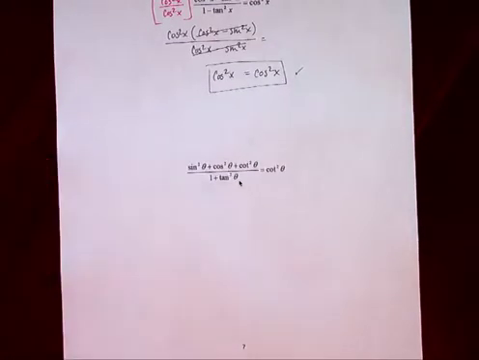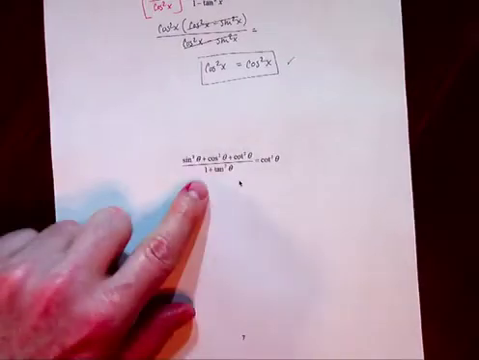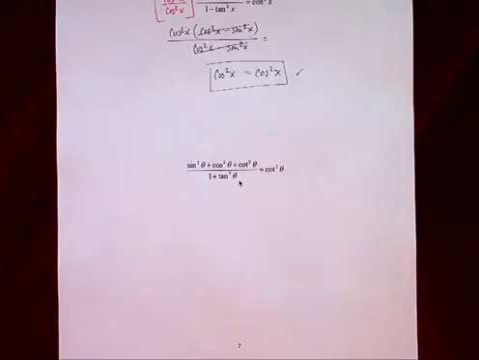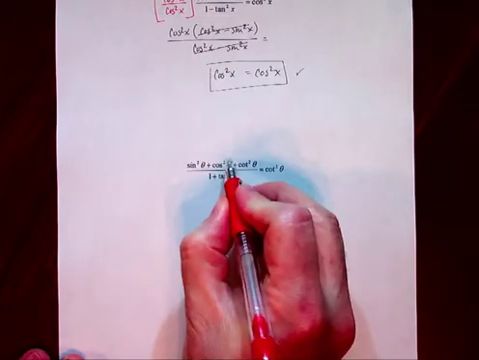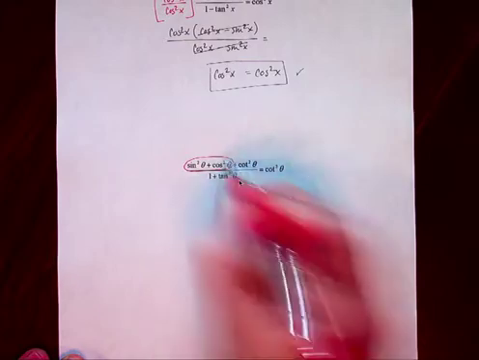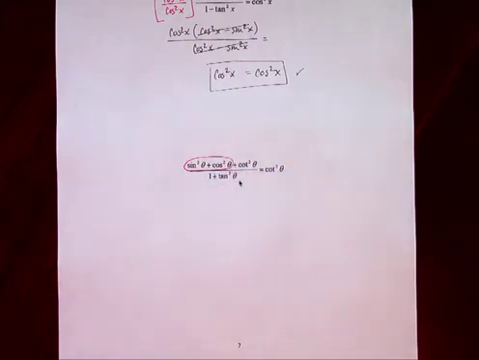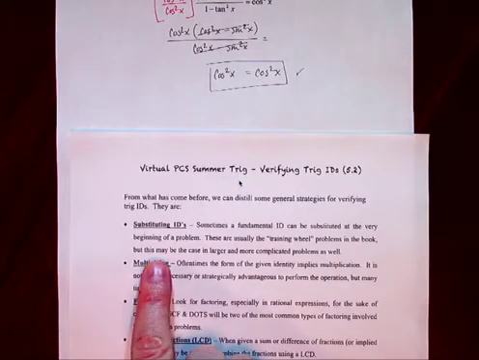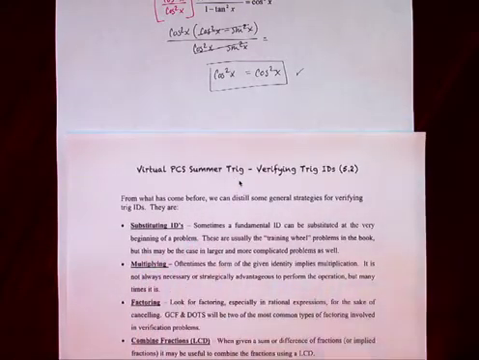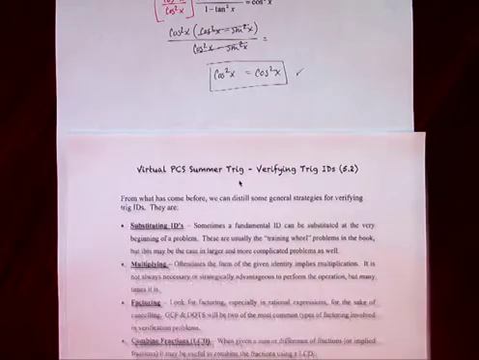Now, let's go ahead and take a look at this next one. And you have a trinomial over a binomial. Everything except for that one is of the second degree. And then all of that is equal to cotangent squared. Well, I just so happen to recognize that identity right there, and of course that is obviously the first one on our strategy sheet. So sometimes a fundamental identity can be substituted at the very beginning of the problem, okay?